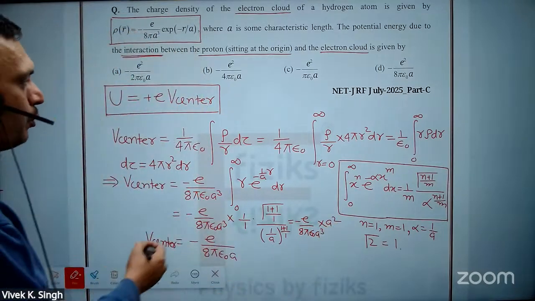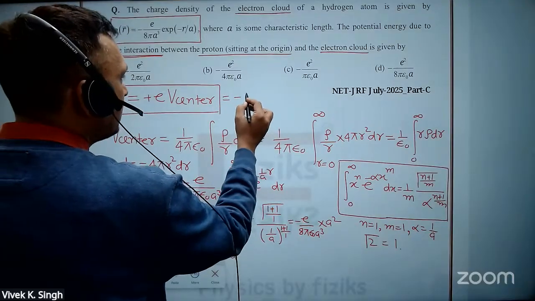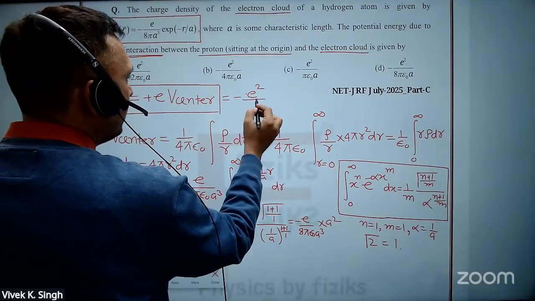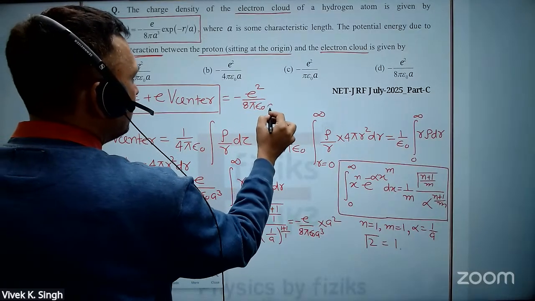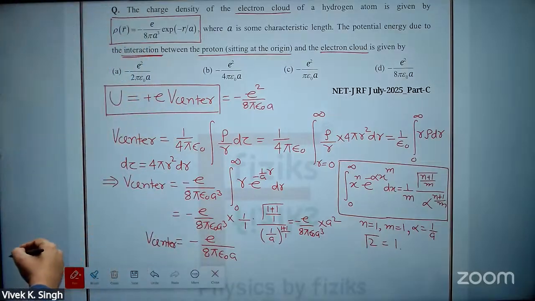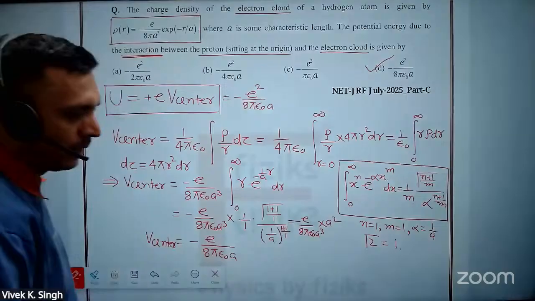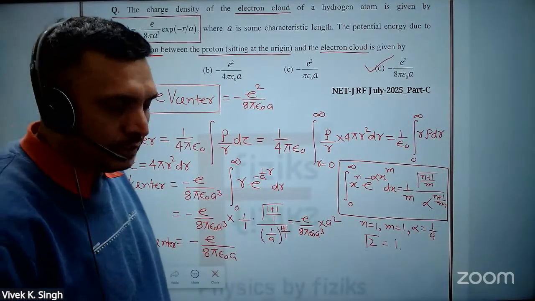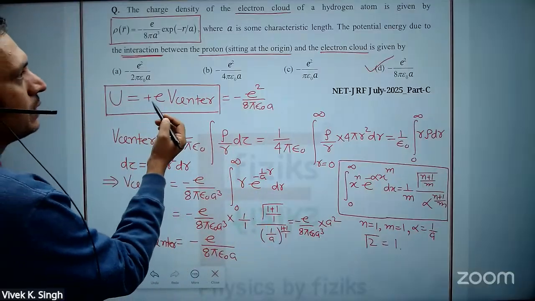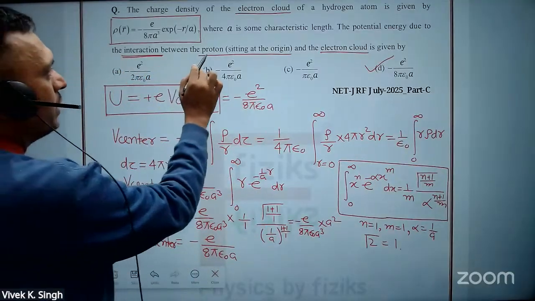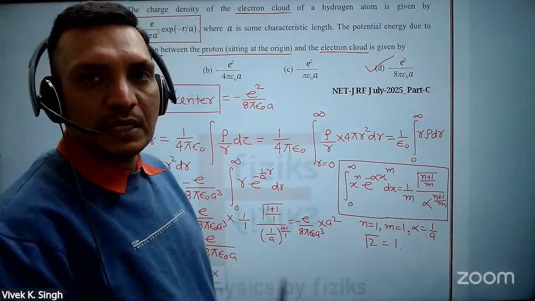And once you know the potential, what you will get? This is minus e square by 8 pi epsilon naught a. So which one is correct? I think here option D is correct. Is it clear? So in this way, you can find the interaction potential energy due to the interaction between the proton and the electron cloud. You can call it the interaction energy also.